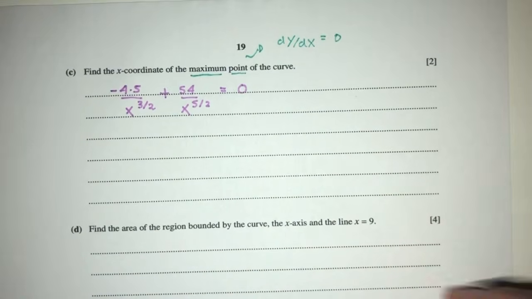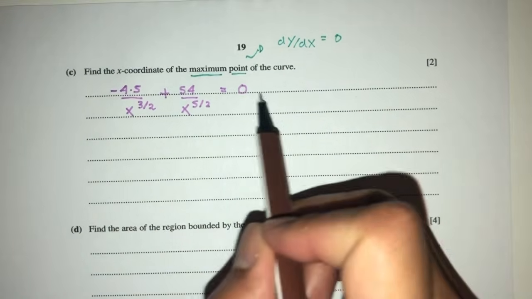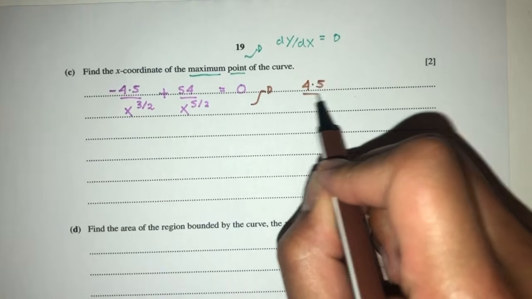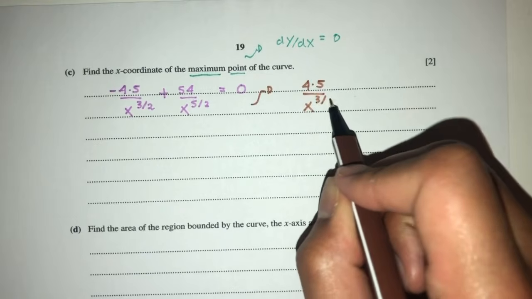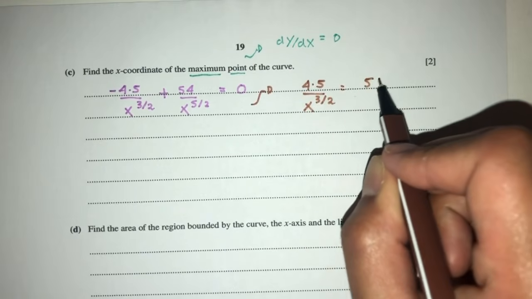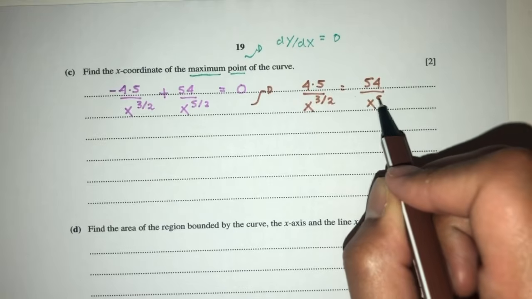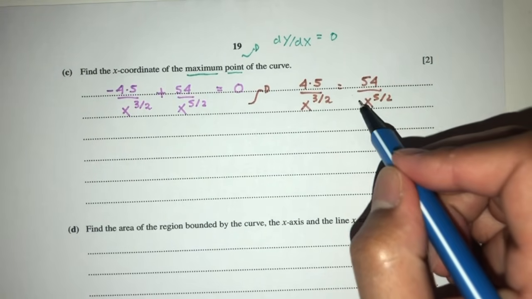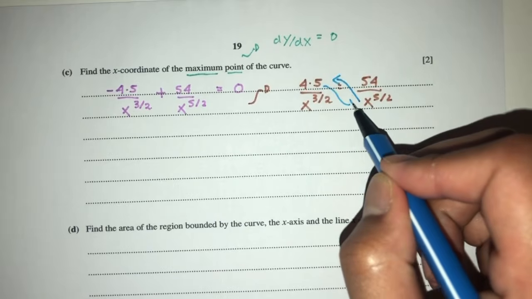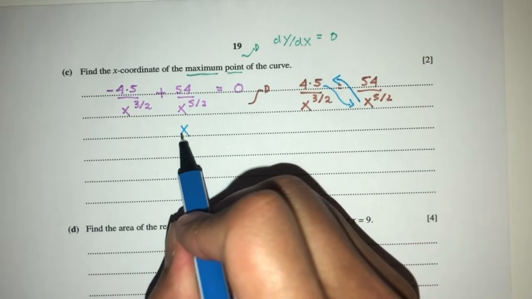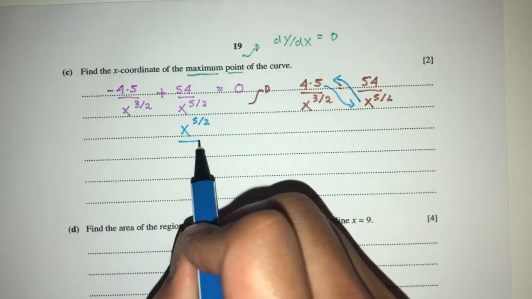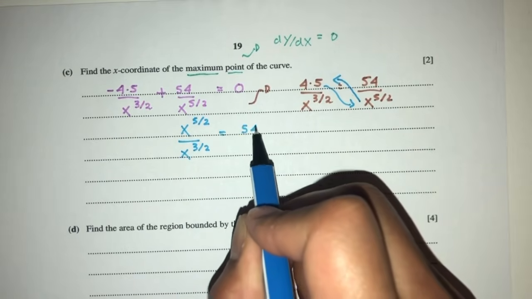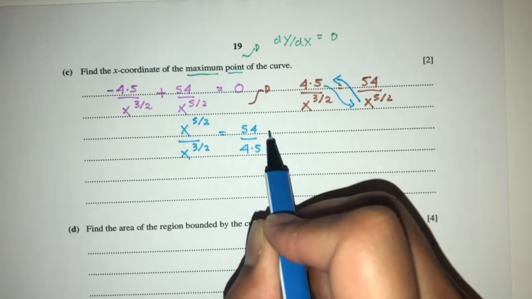Now let's solve. So first thing we can do, we can send this over here. So you will have what? 4.5 over x^(3/2) equals 54 over x^(5/2). Now we can do something. We can send this here and send this down. You will have x^(5/2) over x^(3/2) equal to 54 divided by 4.5.